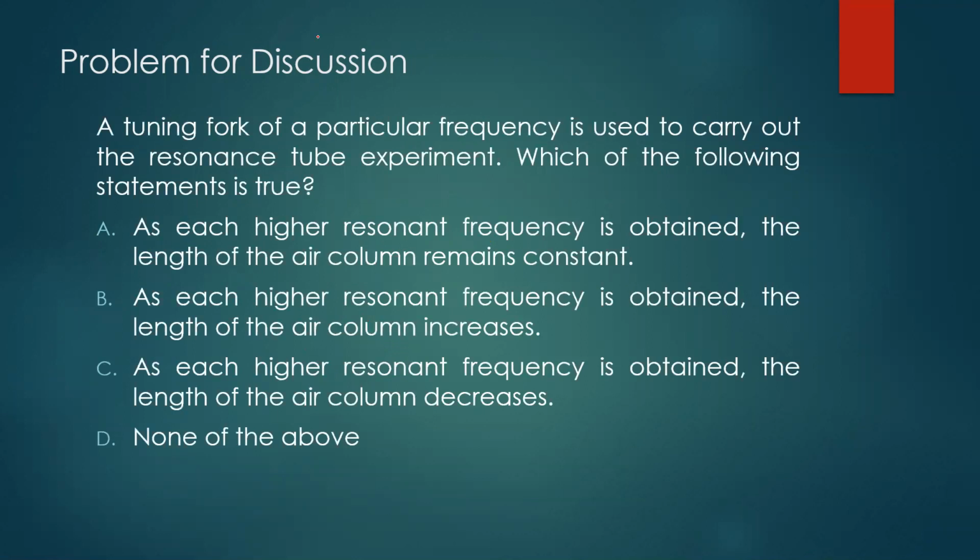Okay, so try to answer this question. So very nice. In this resonance tube experiment, each resonant frequency is actually obtained at a different length of the air column, and for higher frequencies, higher overtones, the length of the air column is actually higher. So B is correct.